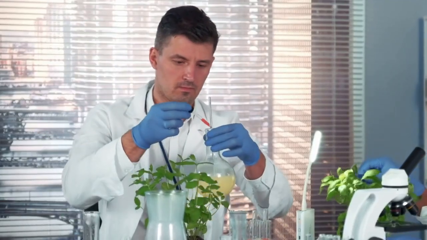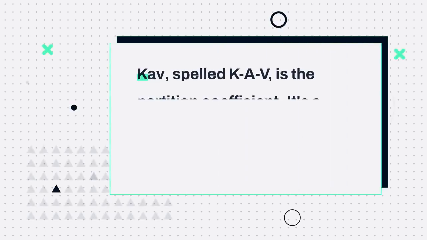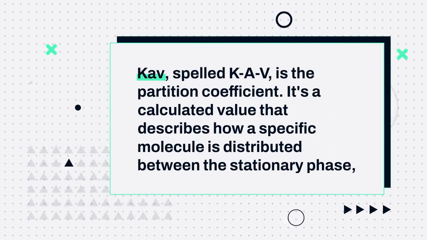So, what is KAV and why does it matter? Let's get right into it. KAV, spelled K-A-V, is the partition coefficient.